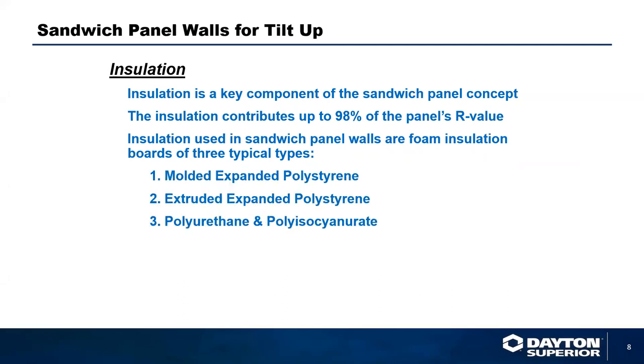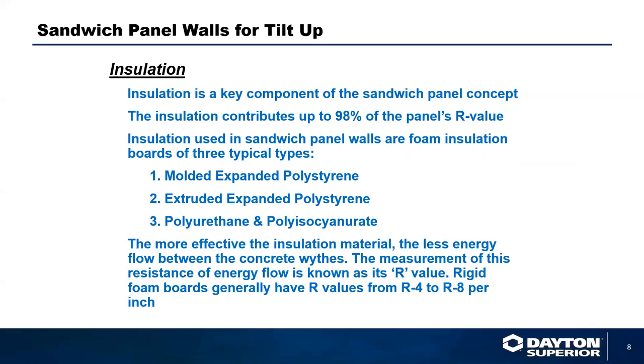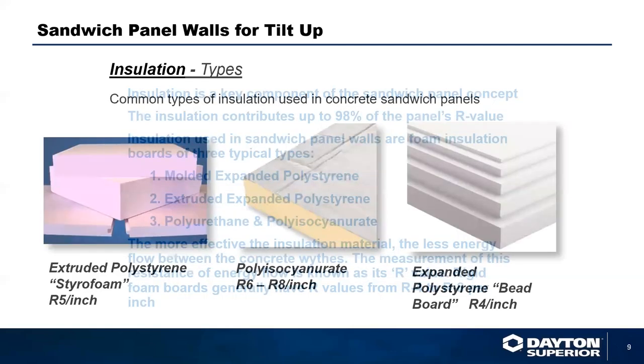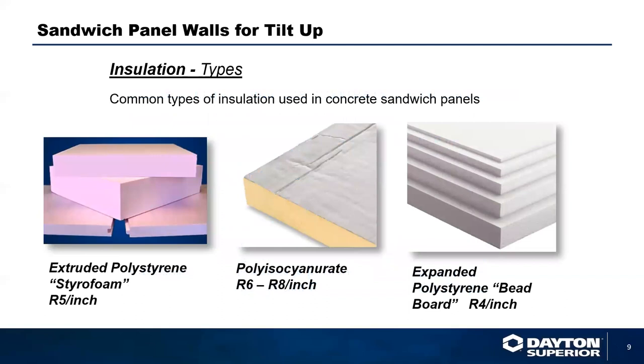Typically, you're going to have some type of board put in place. You've got three various flavors here: expanded polystyrene, extruded polystyrene, and polyurethane or polyisocyanate. All three of these products are more commonly known as your styrofoam, which is either your pink board or your blue board. Sometimes it's green or yellow or any other color in the rainbow.